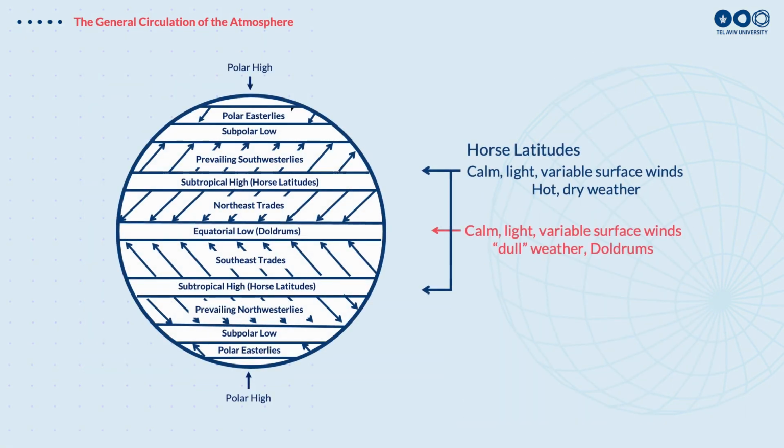Now when we look at the winds, again schematically, we can see these different regions. In the tropics, we have the northeast trade winds and the southeast trade winds between plus and minus 30 degrees.